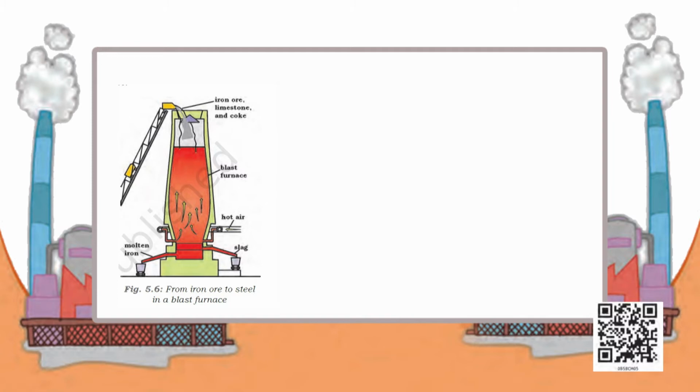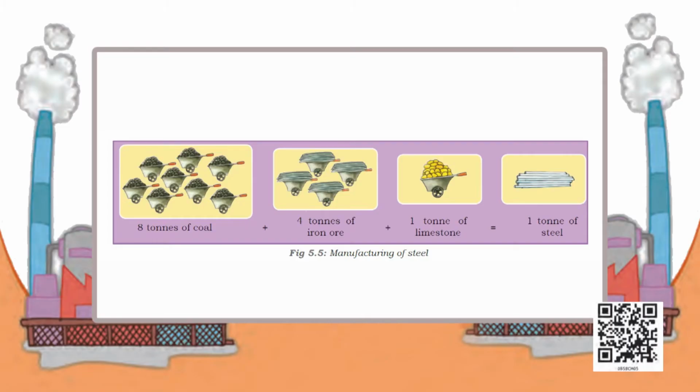Look at this image. This is how a blast furnace looks. As you can see, the smelting of iron ore requires large sums of heat. This heat is derived from burning coal, about which you have studied in chapter 3. Therefore, along with iron ore and limestone, coal is also an important resource for the production of steel. In this image, you will find the quantity of coal, iron ore and limestone required to produce steel. Notice how much energy and resource is put into producing just 1 ton of steel.